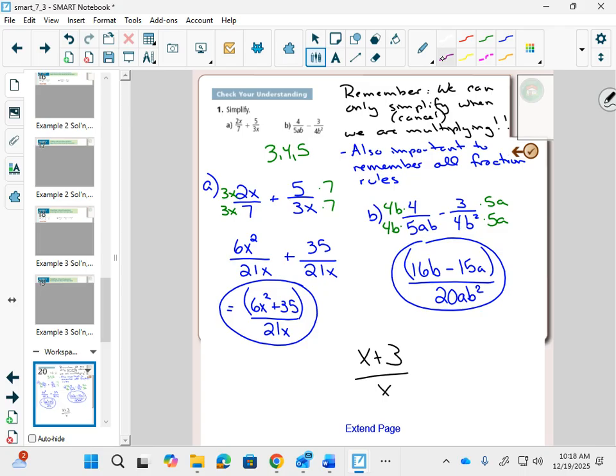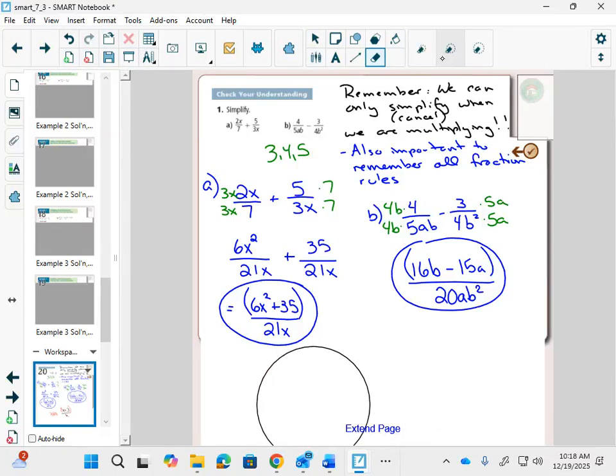But we want to be careful because this is bad. You're like, ooh, I want to cancel out my x's. No. Because the top order of operations, that has to be done first before we can divide. So we're tempted, but erase that, that would be better.